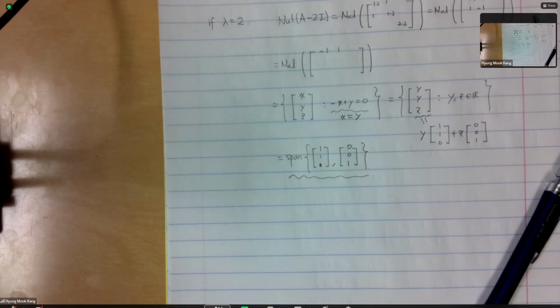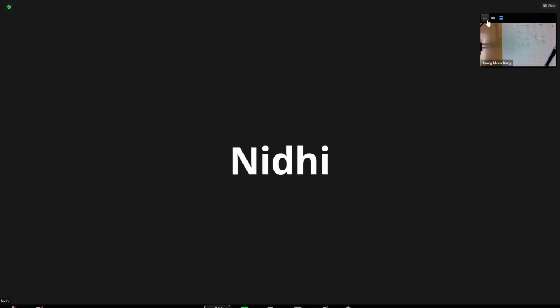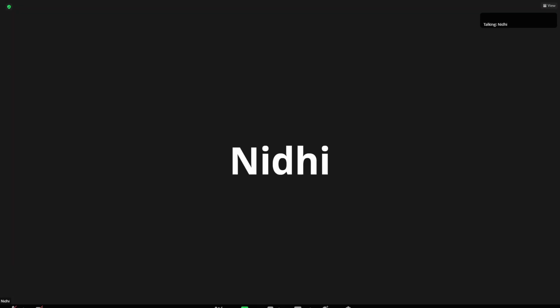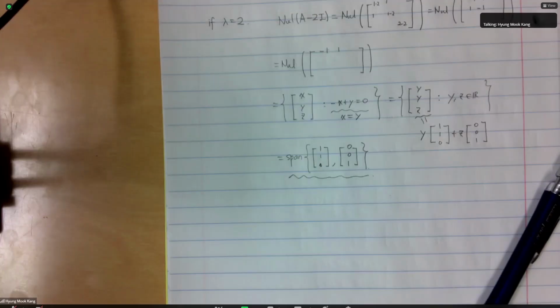No one? Did you ask if it was diagonalizable? So you think it is diagonalizable? No, because it's not like an n by n matrix. Okay. So anyone thinks it is diagonalizable? Or anyone thinks it's just not diagonalizable?